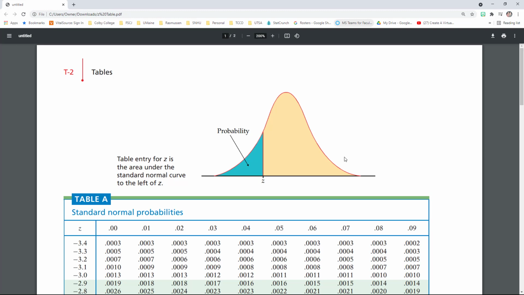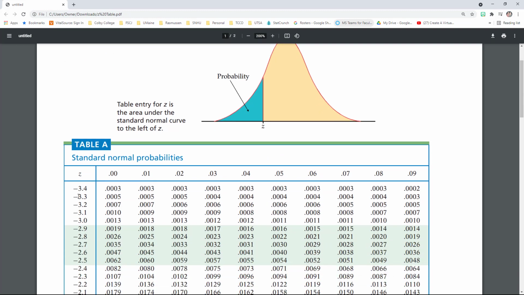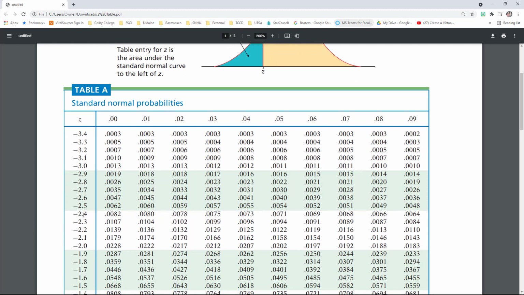Well, back in the old days when I was in school, and we rode dinosaurs to class, right? You actually had to look things up in tables. So, you know, let's say that you were given a z-value of negative 2.41, and you wanted to know the probability that a value would fall less than that, and that's that 0.0080.